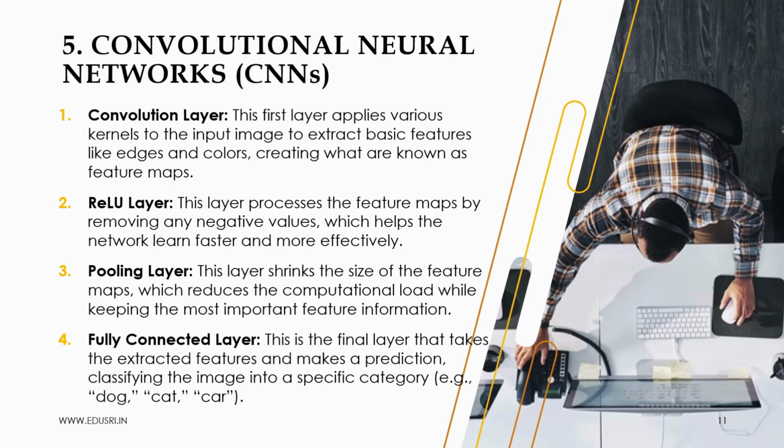Finally, we have the fully connected layer. This is the final stage that uses the features extracted by the earlier layers to make a prediction. It can classify the image into a particular category, such as dog, cat, or car. So, the basic flow of a CNN can be remembered as convolution, ReLU, pooling, and fully connected layer. Together, these layers help a convolutional neural network process an image, identify important features, and finally make a prediction.